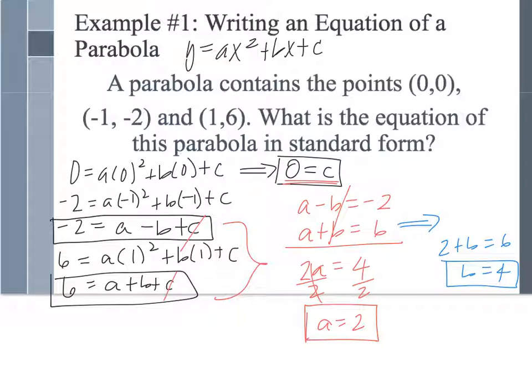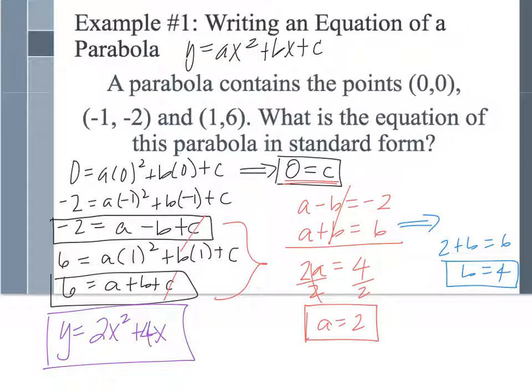So as our final answer, we need to remember to write this back in standard form. So y equals ax squared, so that's 2x squared, plus bx, which is plus 4x, and then plus c, which is just 0, so we'll leave it off. And that's our final answer.